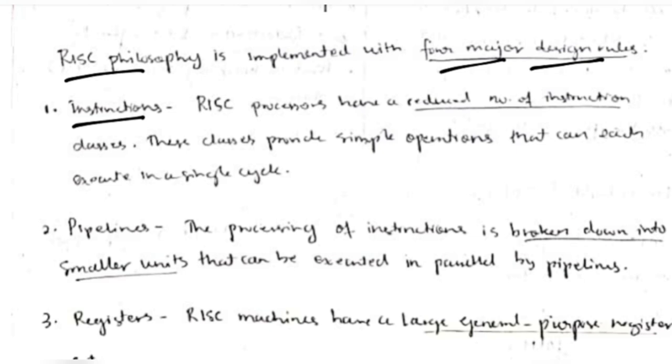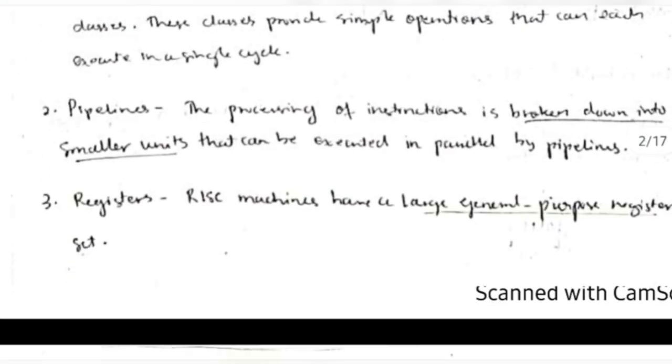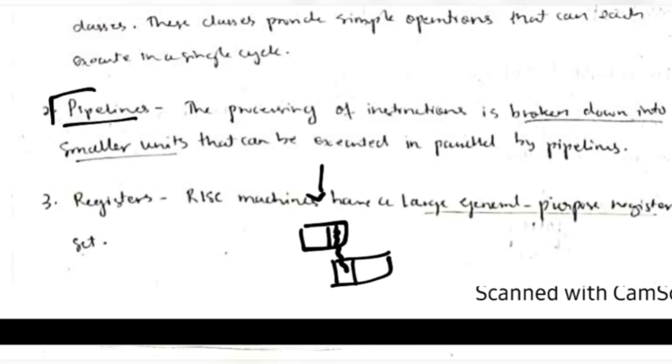There are four major design rules in RISC philosophy. The first is instructions. In CISC the instructions were very complicated and numerous, but in RISC the instructions are reduced and simple. The second is pipelining. Pipelining means if you have to carry out two tasks, you will not wait till the first task gets over. Before it gets over, you can start another task parallelly, so time is saved. That's nothing but pipelining.